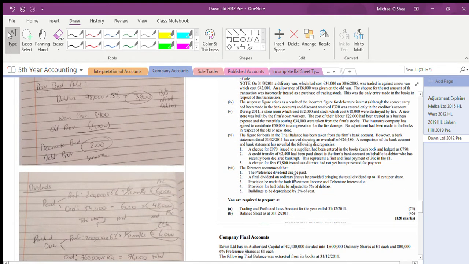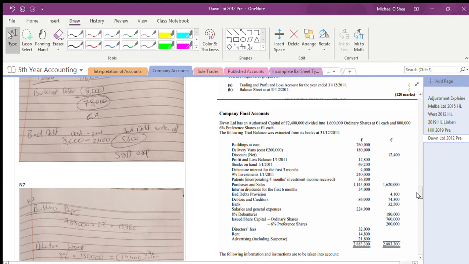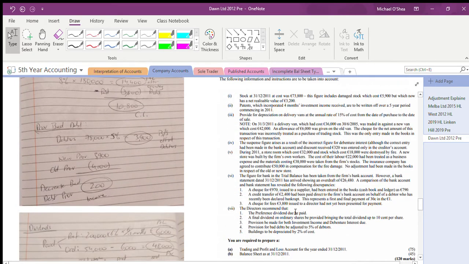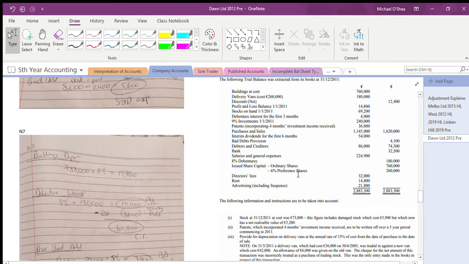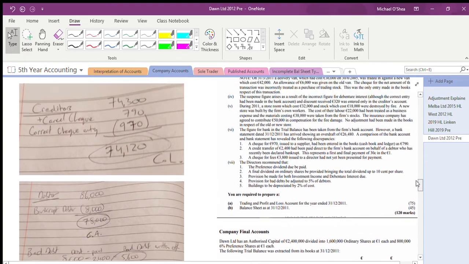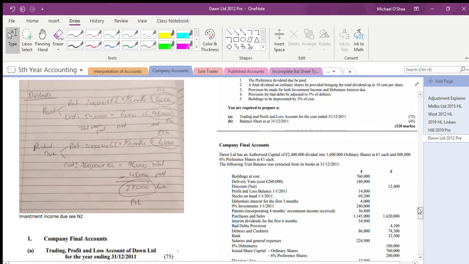The final dividend on ordinary shares, sorry, I'm missing a point here. It's the dividends paid already. So the dividends that have previously been paid here, where am I in the question? Yeah, interim dividends for the first 6 months, okay. So the interim dividends for the first 6 months was 54,000. I paid 6 months of dividends. I know that my total dividends for my preference shares is going to total up to 12,000, 200,000 by 6%. So if it's 12,000 for the year, and I paid 6 months of it, I paid half of it. So I paid 6,000 to preference shares. So this will be shown here.